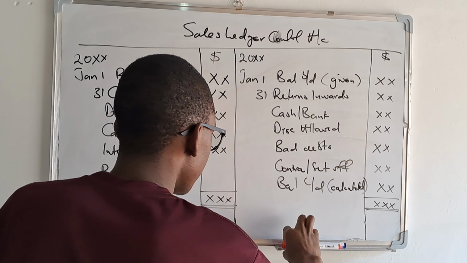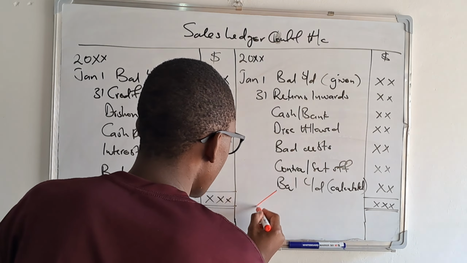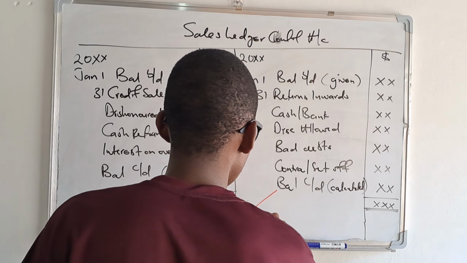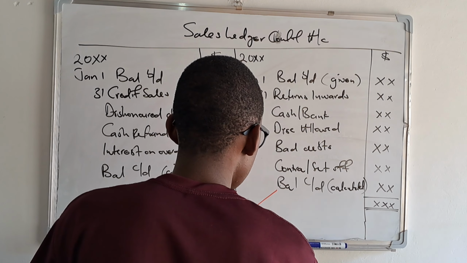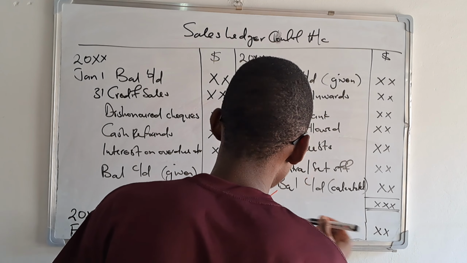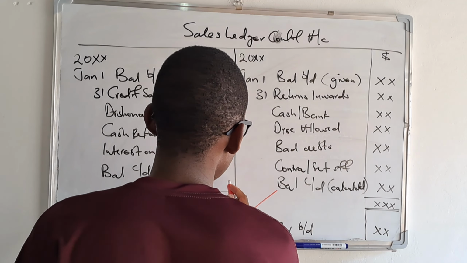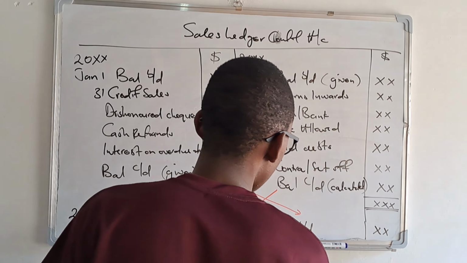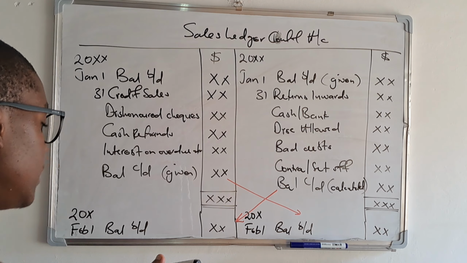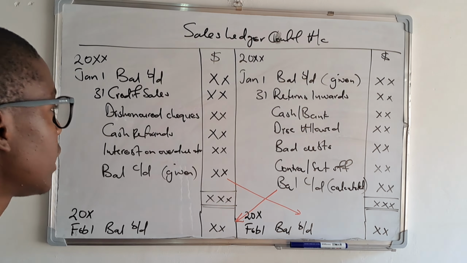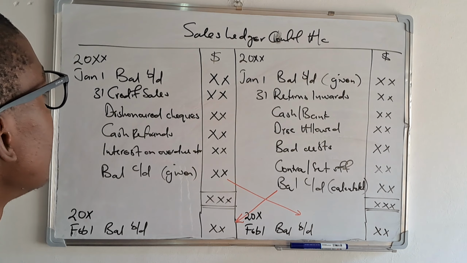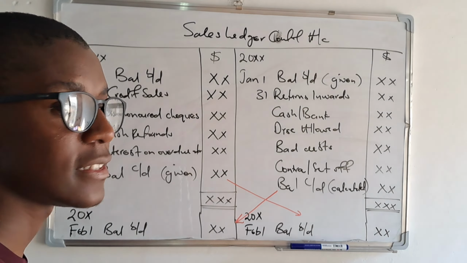I'll use a different marker. This balance CD will come here. Then this balance CD, you actually record 20x. The next month, February 1, balance BD. Then you record on the side. You actually record this one. I forgot to put the currency here. This is the preparation of the sales ledger control account. That's how you prepare the sales ledger control account. And also, that's how you present your work in an examination.